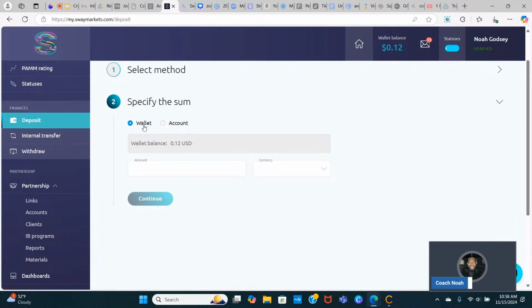And this is where you're going to choose where you want the money to go, right? So you're not going to have an account created yet. So you're just going to choose wallet and choose the amount that you want to deposit, choose your currency, and then click continue. When you click continue, then there's going to be a QR code and an address for you to send the Bitcoin to.